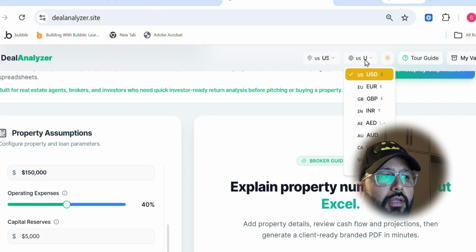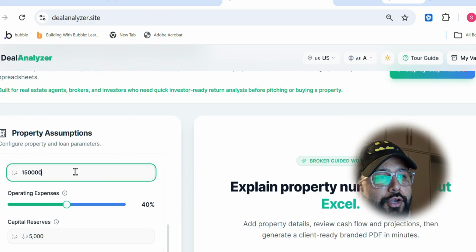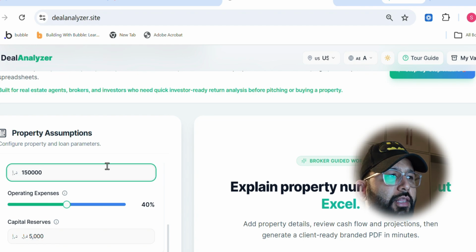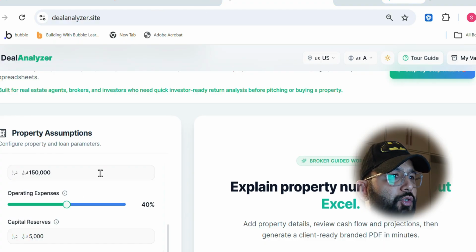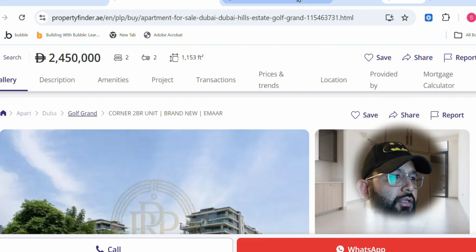Okay, great. And somebody has already listed. Okay, we now want to go more into it. So we know the interest rate in Dubai right now for a non-resident is around 4.19%. Okay, let's start inputting all the details in our tool, which is called Deal Analyzer. So here I am in Deal Analyzer. The property price is this. Okay, let's start our analysis.